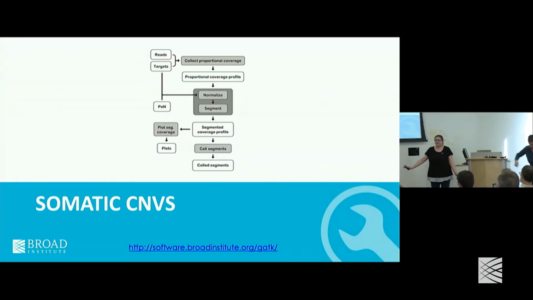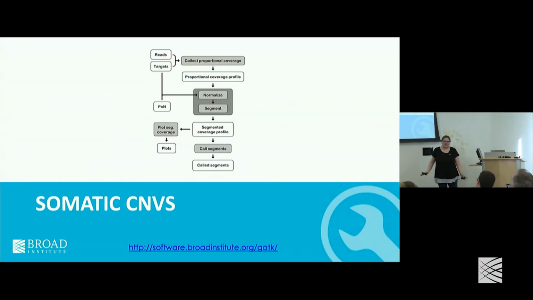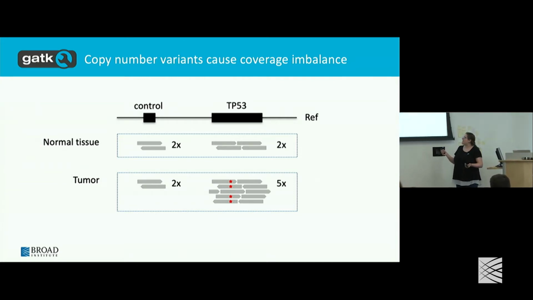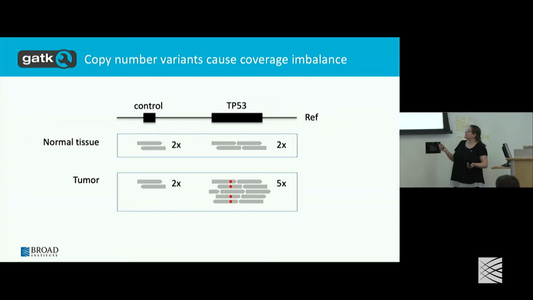OK, so moving on to somatic copy number variants, where we're also going to hear about panels of normals. Copy number variants, as we saw before: you would expect your sample to be diploid, with 2 copies of any given gene. In your normal tissue, for some control gene, you have 2 copies, and for TP53, you also have 2 copies. But in your tumor sample, you might still have 2 copies of your control gene, but TP53 now has 5 copies at this region.